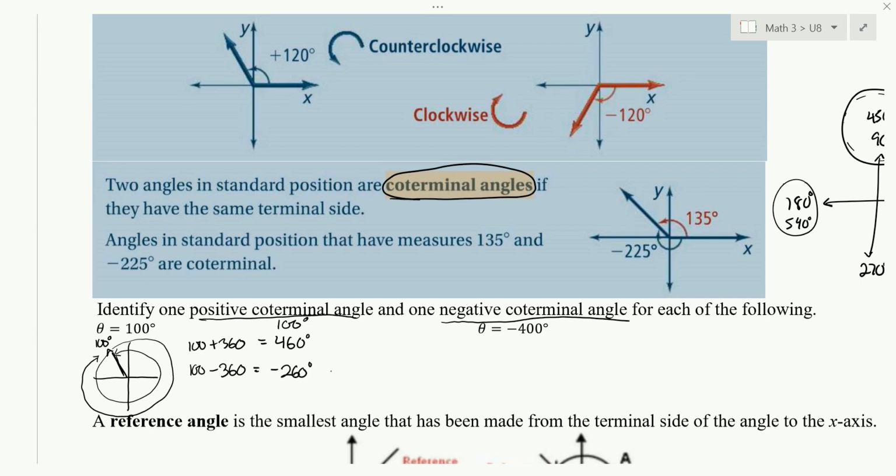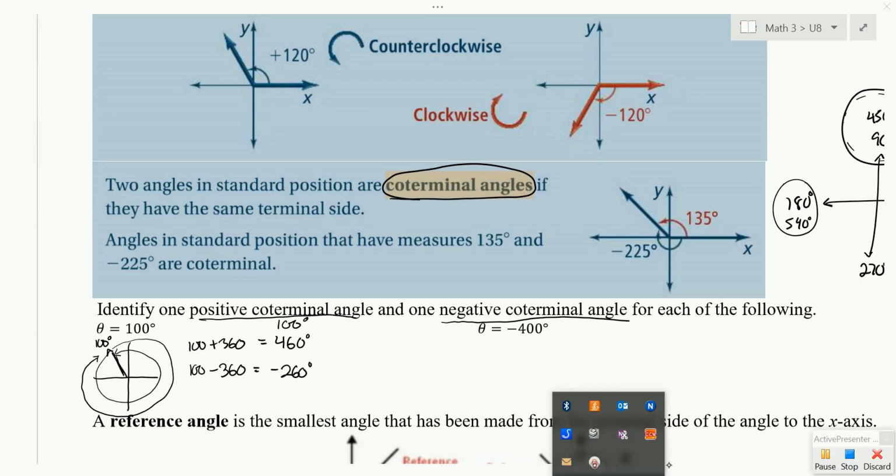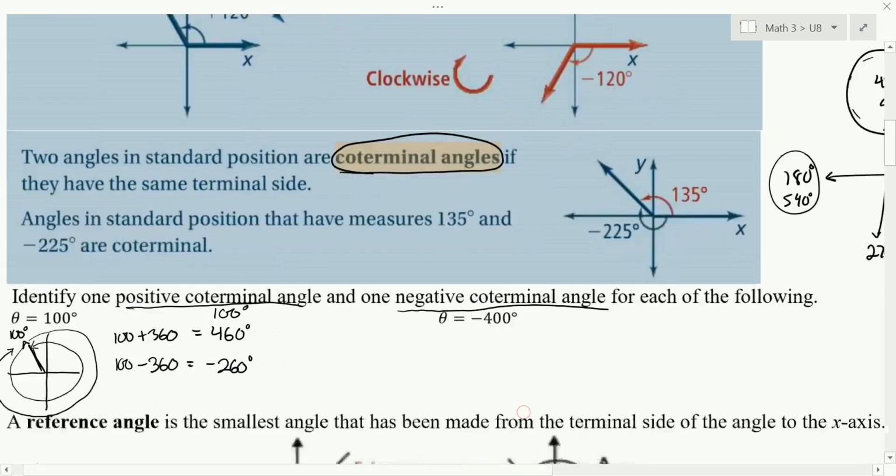Okay, so for negative 400 degrees, find one positive and one negative coterminal angle. All right, Kale, what'd you get for a positive coterminal angle? How'd you get it?